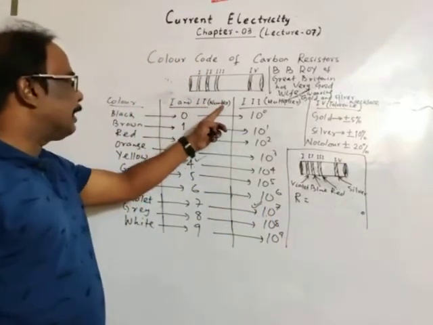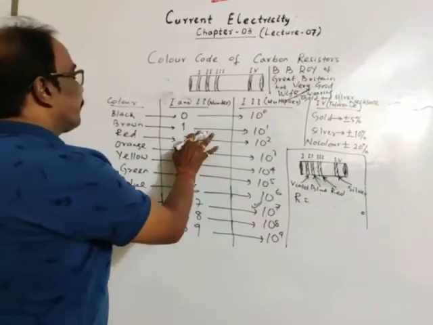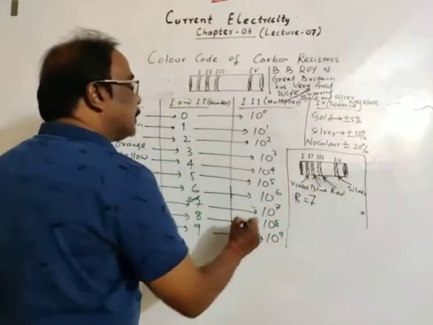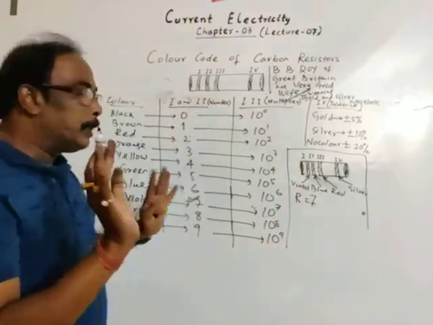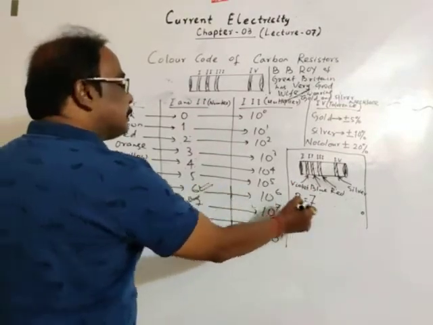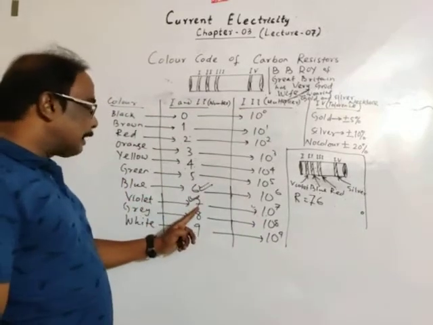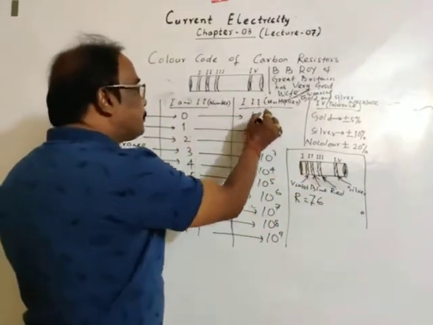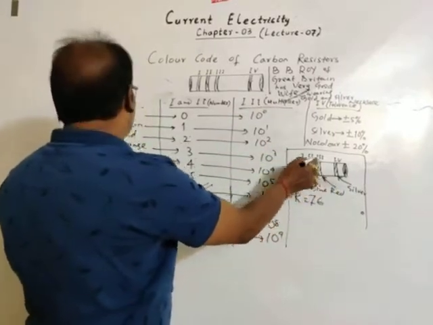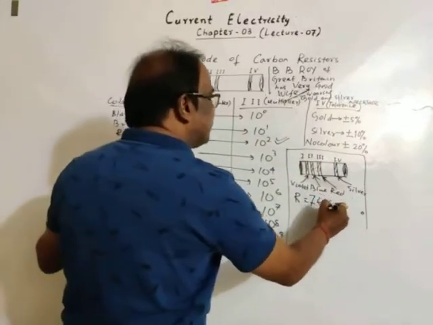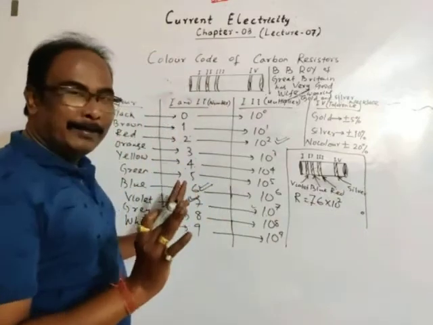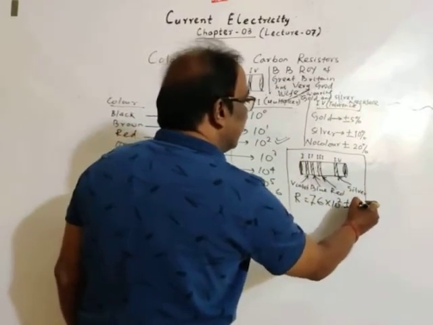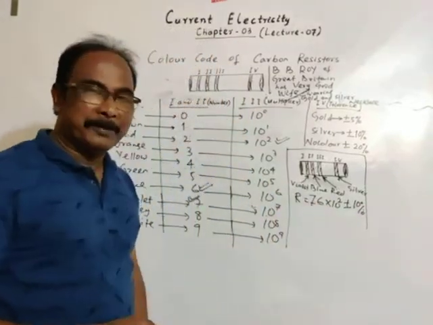First band is violet. First and second bands give us numbers. For violet, the number is 7. Then second band is blue. For blue, the number is 6. So 76. Then for red, which is in the third band, the third band gives the multiplier or order of magnitude. For red, the order of magnitude is 10 to the power 2. We have completed three bands. Then the fourth band gives us tolerance, which is silver, plus or minus 10%.